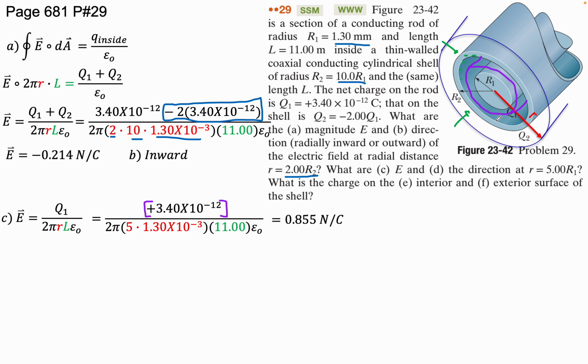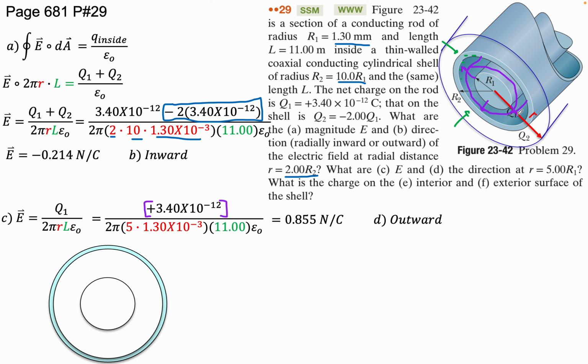And which way is it pointing? Well, in this case, this is a positive charge. It's going to be pointing outward at each and every point. So the correct answer for D is outward. Finally, E and F ask what's the charge on the interior and exterior surface of the shell. Now this gets a little bit more interesting.